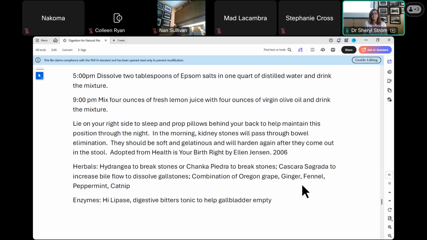In the morning, kidney stones will pass through the bowel elimination. They should be soft and gelatinous and will harden again after they come out in the stool. And then there's your resource. I love this book. It's a great book.